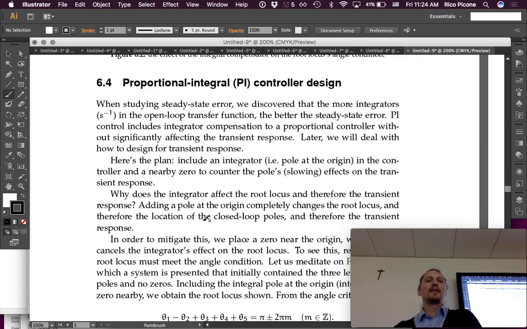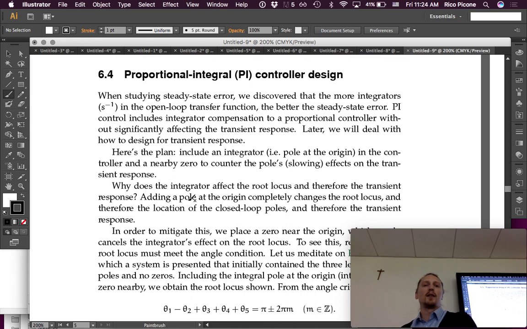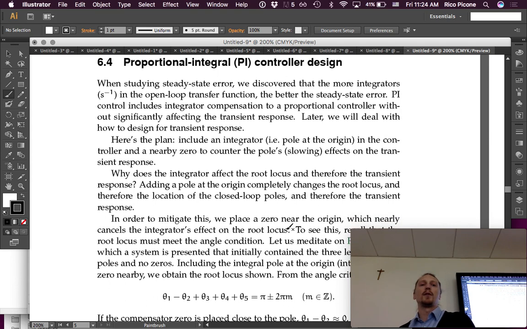So why does the integrator affect the root locus and therefore the transient response? So adding a pole at the origin completely changes the root locus and therefore the location of the closed loop poles and therefore the transient response.